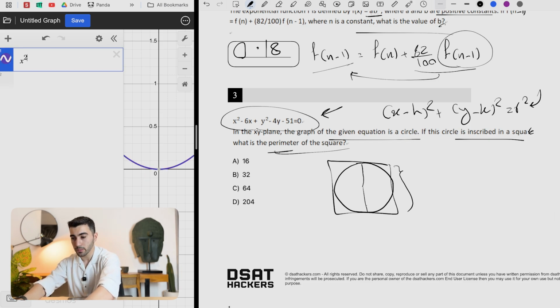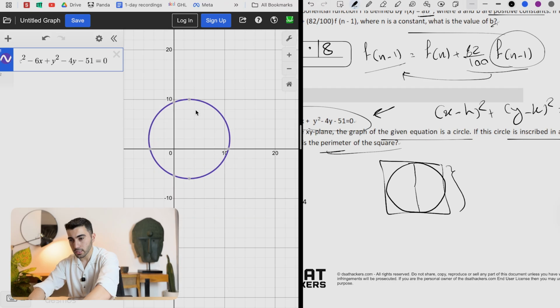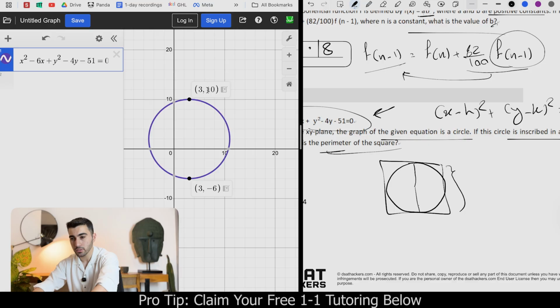So I'm gonna do x squared minus 6x plus y squared minus 4y minus 51 equals 0. There we go. Here is the circle. Now look at the top point and the bottom point. And by finding the distance between these 2 points, 10 to negative 6, you see that the diameter is 16. So this length is 16.